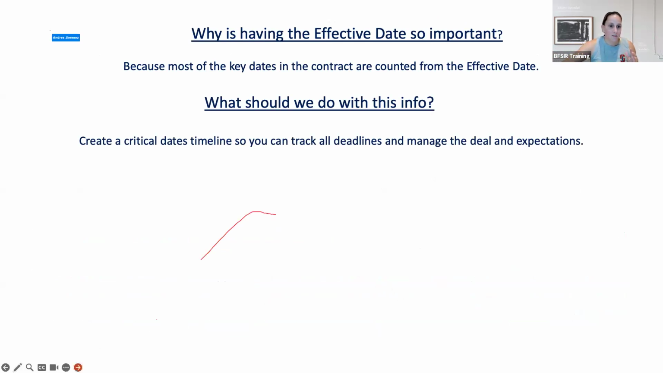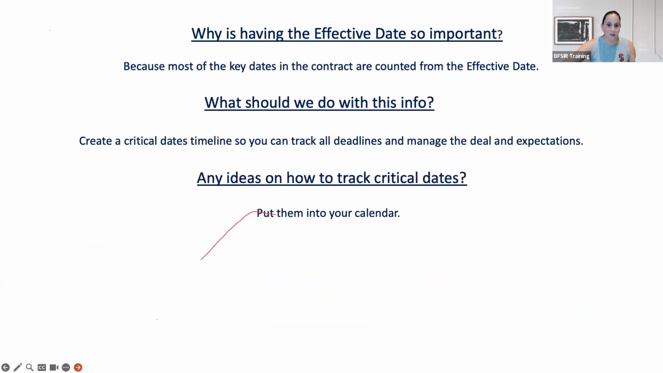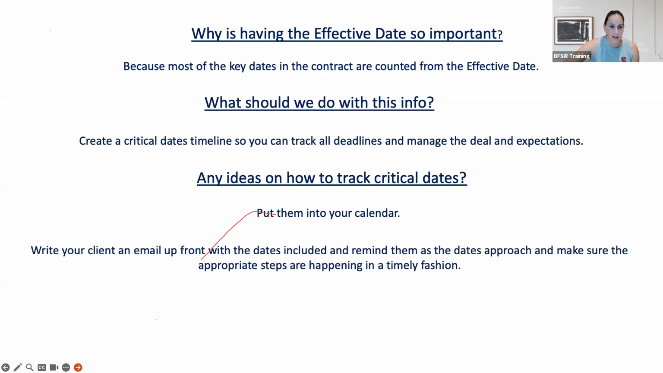For sure, because that's our job. How do you track it? Put them in your calendar, obviously. If you work with Casey, she's amazing. She creates a critical date timeline and then she'll put the deadlines into your calendar and into the buyer's calendar. She'll send you calendar invites so you can see when the deadlines are. It's really helpful. Casey and Natalie, they're our transaction coordinators.